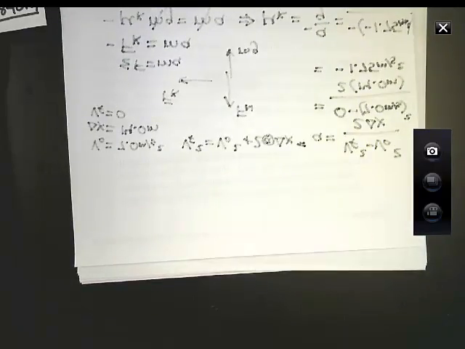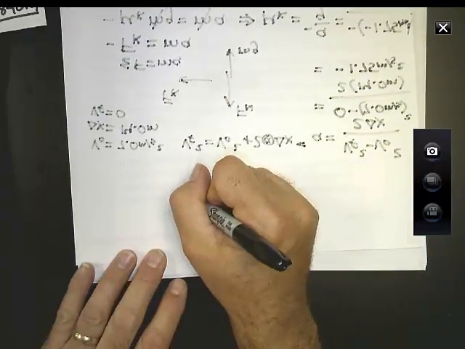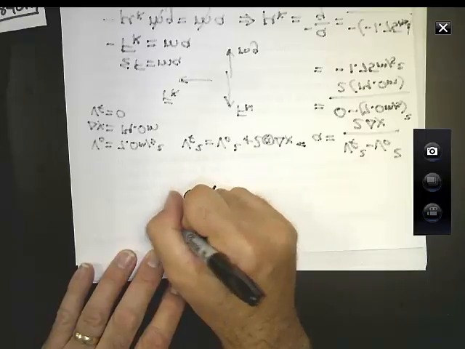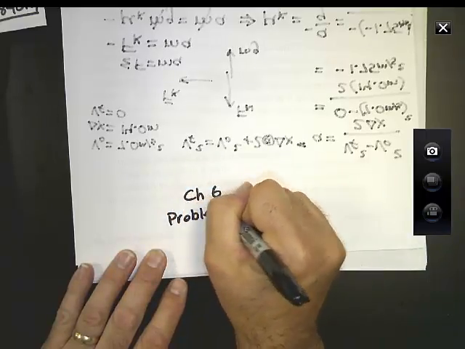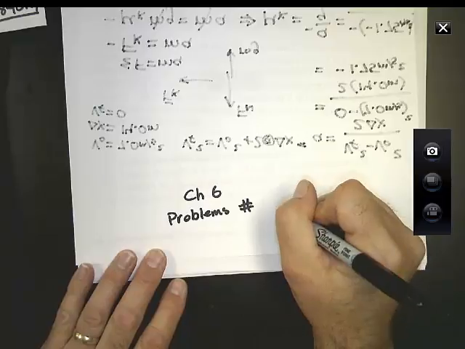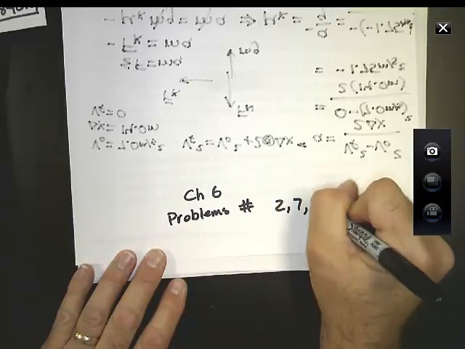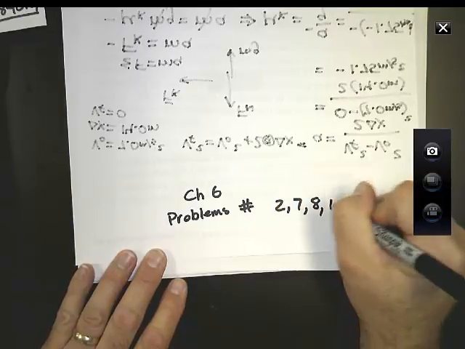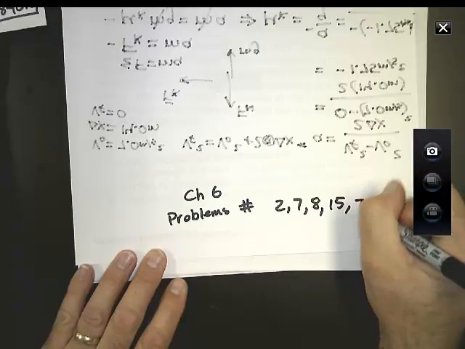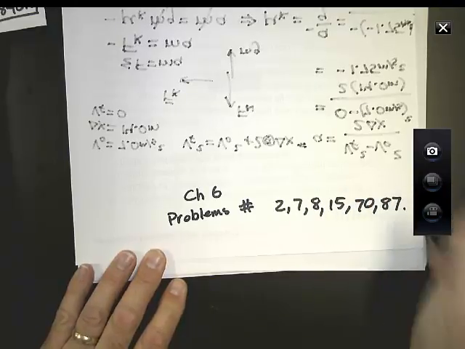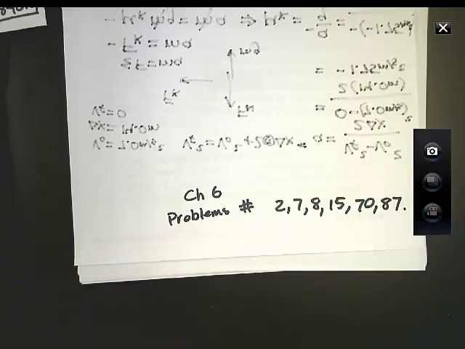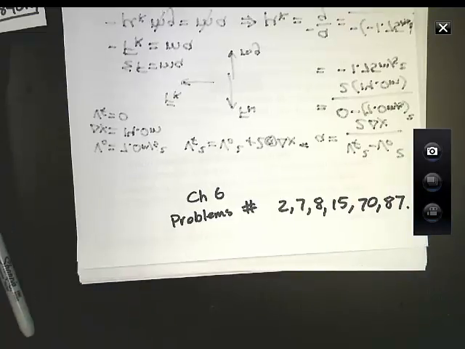let's see what I've got here. The problems are Chapter 6. Be sure to do the problems, not the questions. 2, 7, 8, 15, 70, and 87. And you'll find we already did one of those together. So it's actually a 5-problem set, kind of a normal size set.